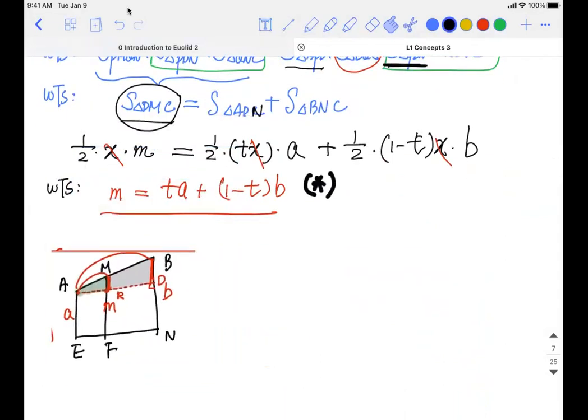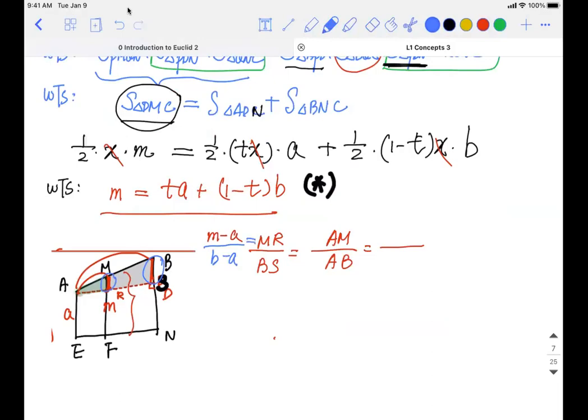Because we have such a conditional react, then automatically, like I said, I'm gonna have what? I'm gonna have my AM over AB equal to MR over BS. I'll give an example here, right? Maybe this is S. Okay, AM over AB equals MR over BS. Okay, what is MR over BS? MR is exactly the difference, M minus A, right? This is your MR. Then what about your BS? BS is exactly the difference, B minus A, right? This is what you have.